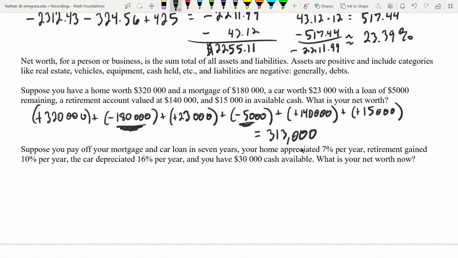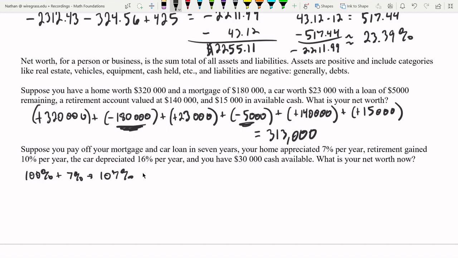We have to figure out what is the appreciation of the home though. So 7% per year means that this is a percent increase every single year by 7%. Well, if we go from 100% by a percentage increase by 7%, that means we have 107% per year every year.